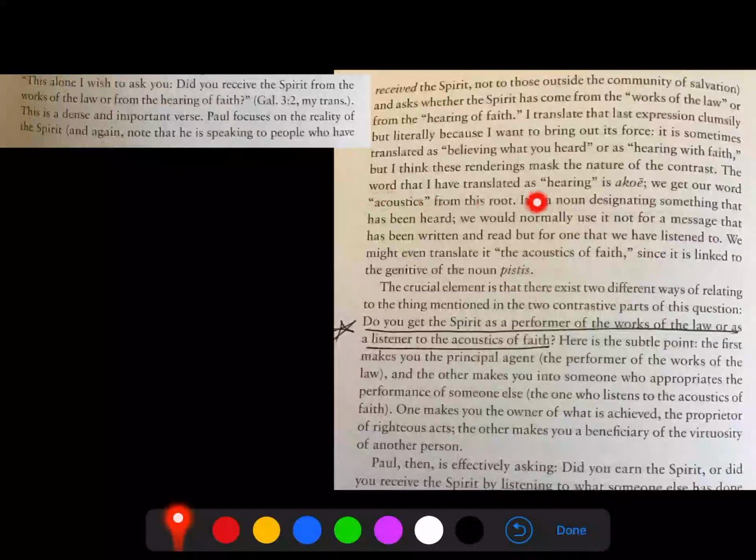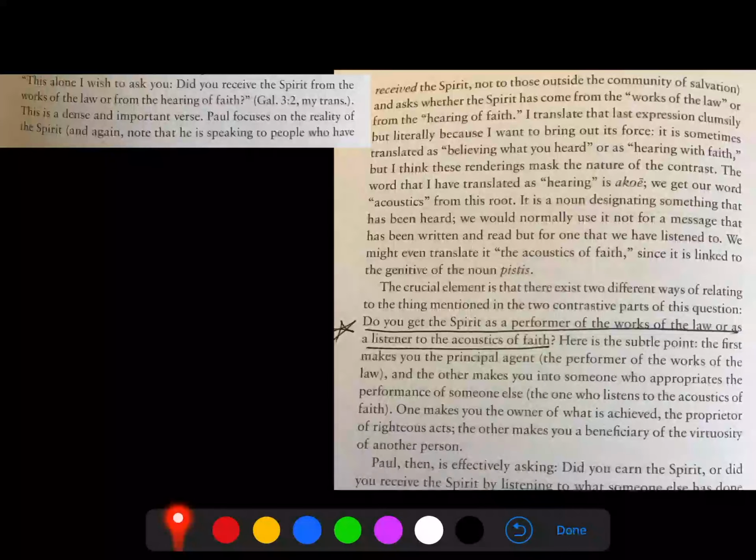"The word that I have translated as hearing is akoe. We get our word acoustics from this root. It is a noun designating something that has been heard. We would normally use it not for a message that has been written and read, but for one that we have listened to. We might even translate it, quote, the acoustics of faith, since it is linked to the genitive of the noun pistis. The crucial element is that there exist two different ways of relating to the thing mentioned in the two contrastive parts of this question."